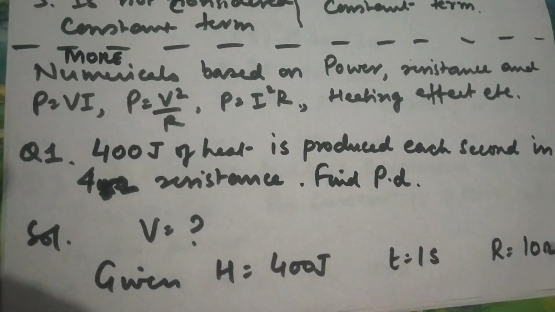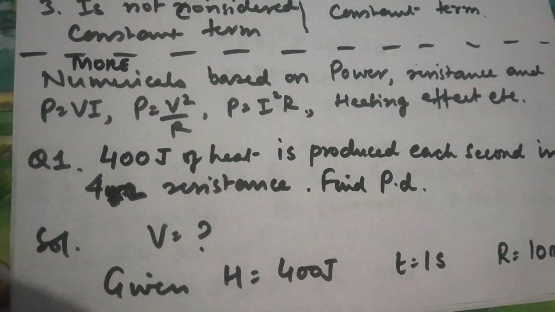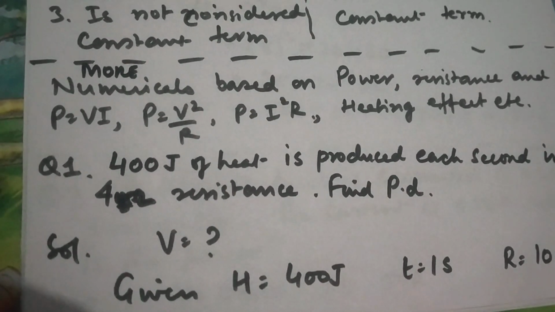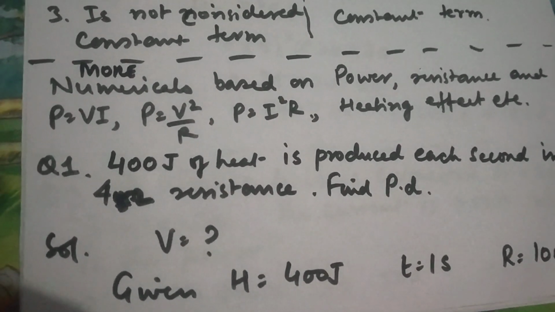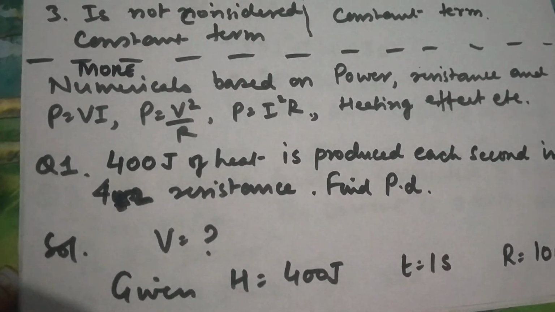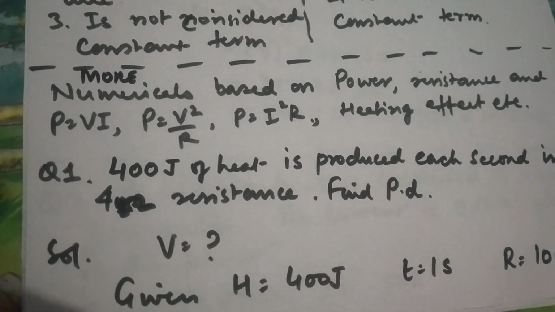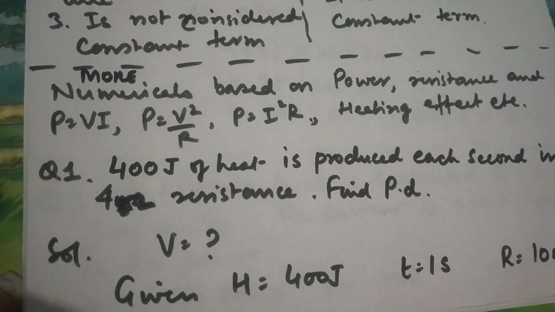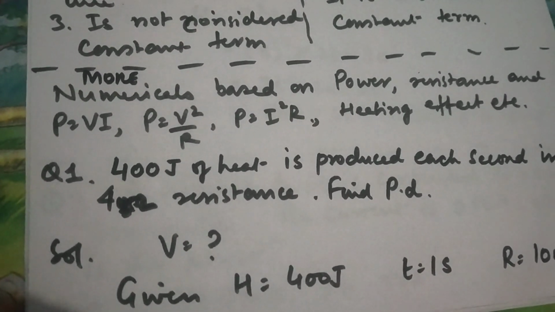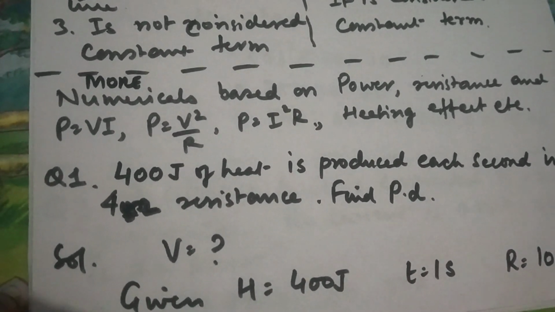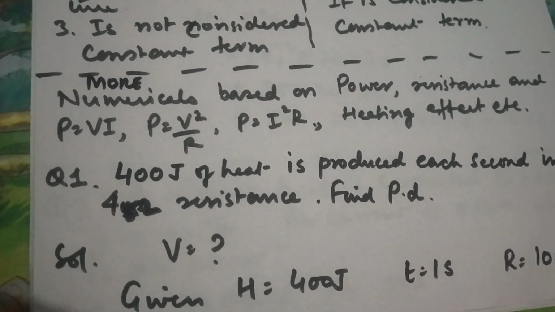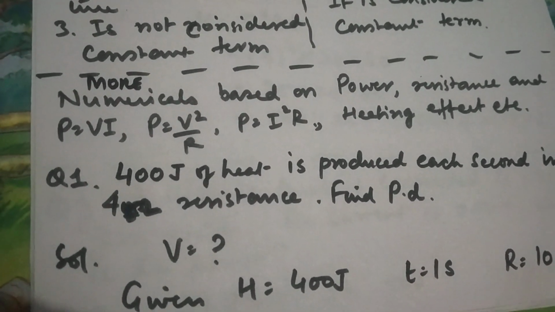So dear student, we are now coming to some more numericals based on power, especially the formulas P is equal to VI, P is equal to V square upon R, and P is equal to I square R, which we already derived in the last lecture. We will also do some numericals on the heating effect by the formula H is equal to I square RT, and some numericals based on Ohm's law, V is equal to IR, not circuit based but statement based.